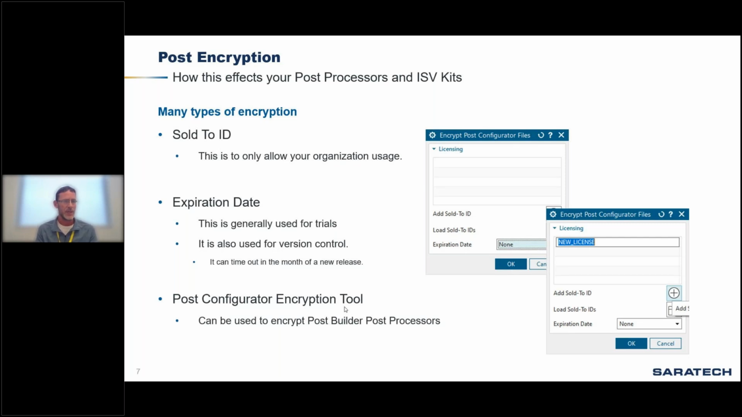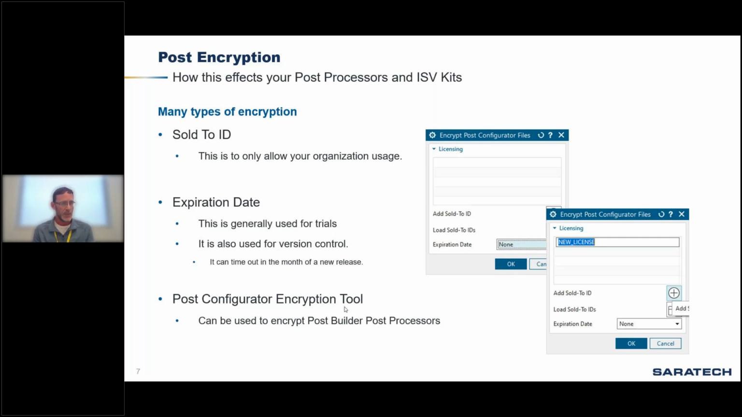We generally only use that for trials, or if we know something is going to be coming out in NX, like we did from version 12 to the continuous release versions. We could put an expiration date of when that came out so that it alerted our customers, so they didn't go forward in a version and then have it not work. We wanted to fully test it before it was rolled out to that new version.